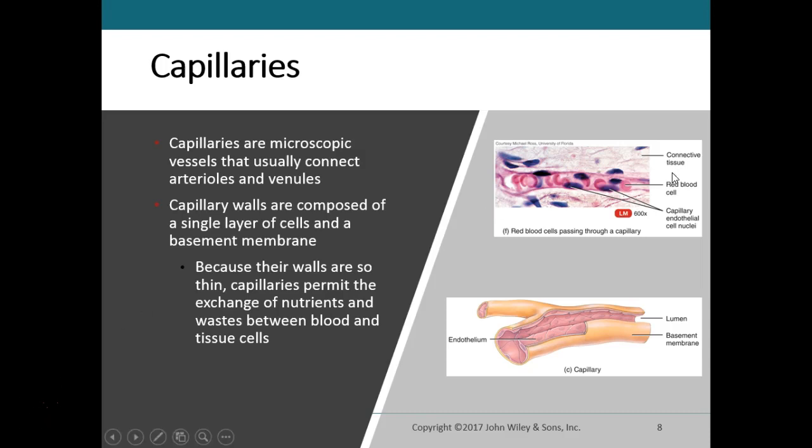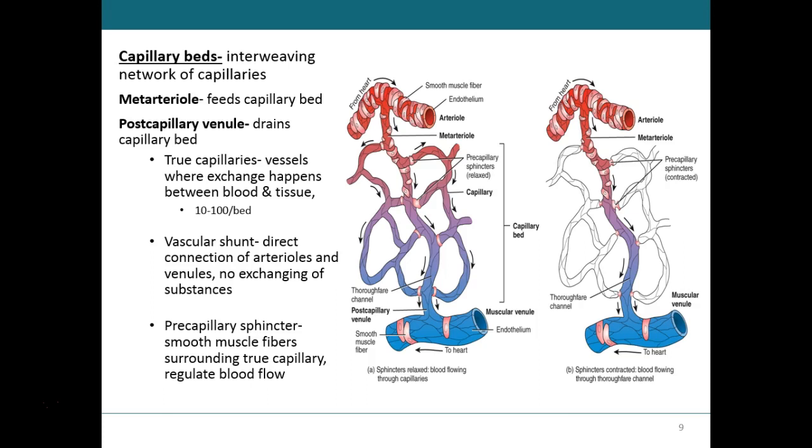In the images here you see a very small little capillary, and you can see that the erythrocytes are just squeezing through to get through that capillary bed and then into the venules and back into circulation back toward the heart. Another important thing about capillaries is because their walls are so thin, the capillaries allow for the exchange of nutrients, hormones, and waste products between the blood and the surrounding tissues around those capillary beds.